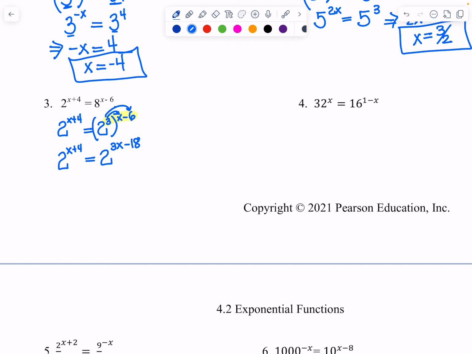Now, we have the same base on each side, you all. Perfect. Same base on each side. So now we can set exponents equal. I can say x plus 4 equals 3x minus 18.